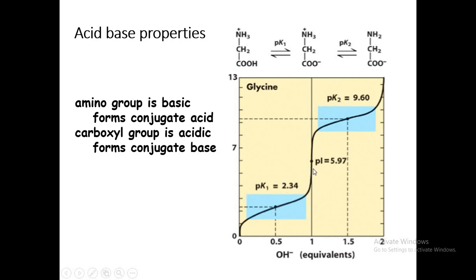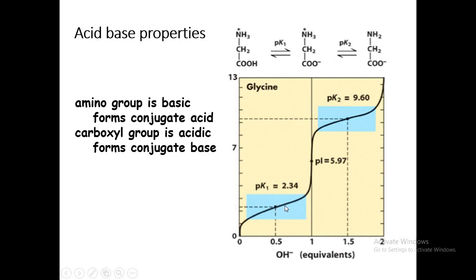One is this portion from 0 to 7, and from 7 to 13 or 12 this is the other portion. In each portion, at the midpoint of the titration curve, the pH would be equal to the pKa. So the pH of the solution would be equal to the pKa. So what is the pKa? pKa is the ability of an acid to give up the proton. So at the midpoint of the titration, the pH would be equal to pKa.